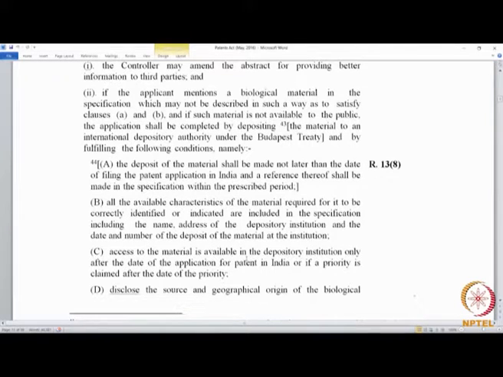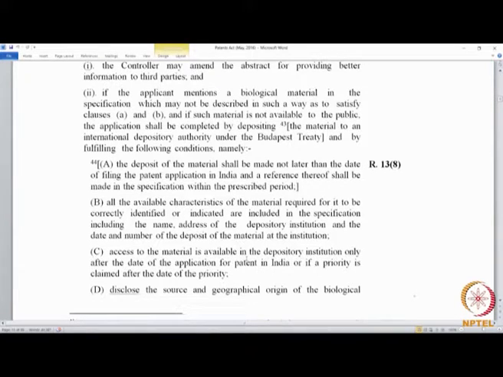The requirements are, if the biological material is not described in a way in which it satisfies clauses A and B, and the biological material is not available to the public. These are the two conditions. One, it is not described in a way which is described in clauses A and B, that is where there is a detailed full description of the particulars and the best method of working. And if the material is not available to the public, then there is an obligation on the applicant to deposit the material to an international depository under the Budapest Treaty.